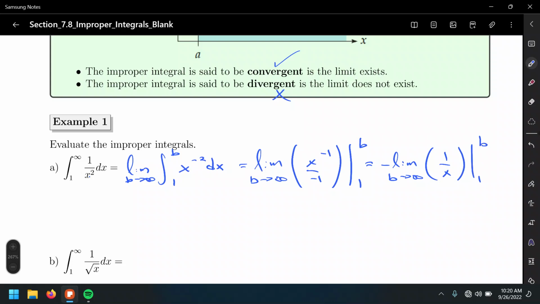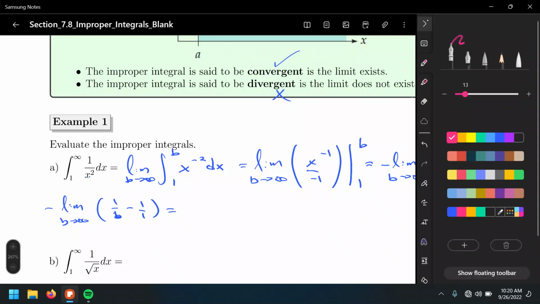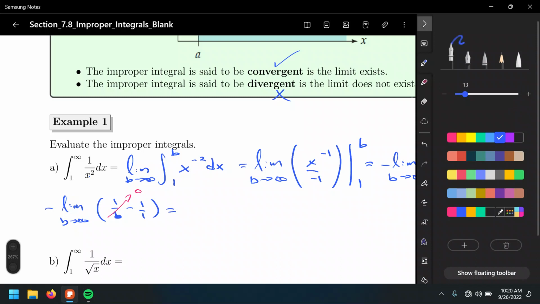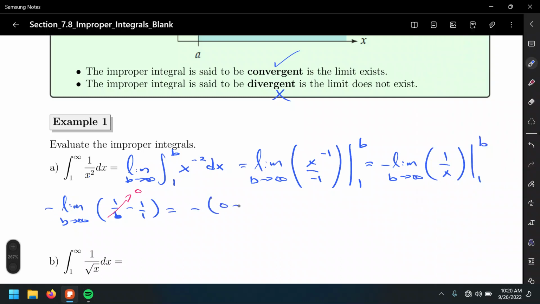So we're going to use the fundamental theorem of calculus again. F of b minus f of a. That's a negative limit as b approaches infinity of 1 over b minus 1 over 1. Well, in this case, we are not evaluating a function. Notice, we are computing a limit. And so where is this term going to go as b goes to infinity? It's going to go to 0, isn't it? So that's going to leave us with negative 0 minus 1, which results in 1.